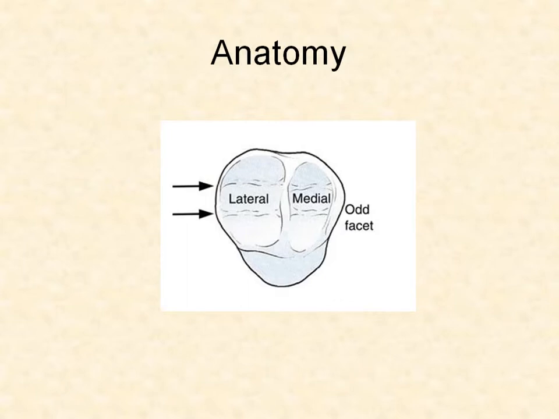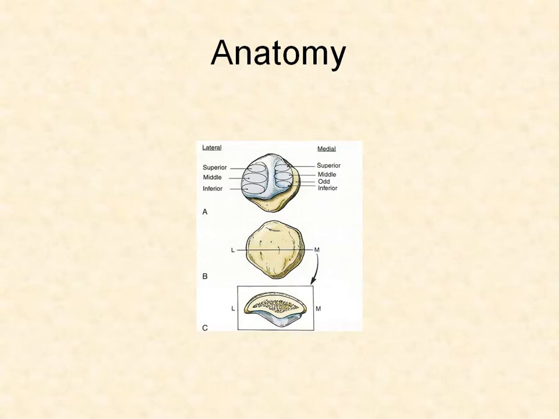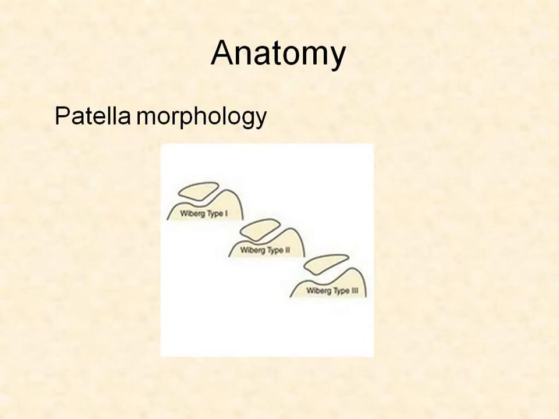Most of you will be familiar with the anatomy of the patella, which has two major facets, the medial and lateral side, and a smaller odd facet. Some people divide these facets into another three, but most of us just recognize two main weight-bearing facets in the patella. Quite a bit of work has been done on patellar morphology, but from the point of view of fractures, this is probably not of great importance, and it's more relevant, I think, to management of patellar instability.